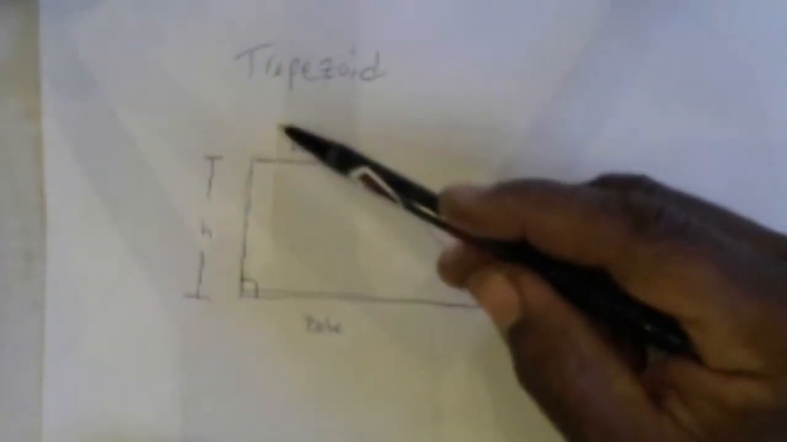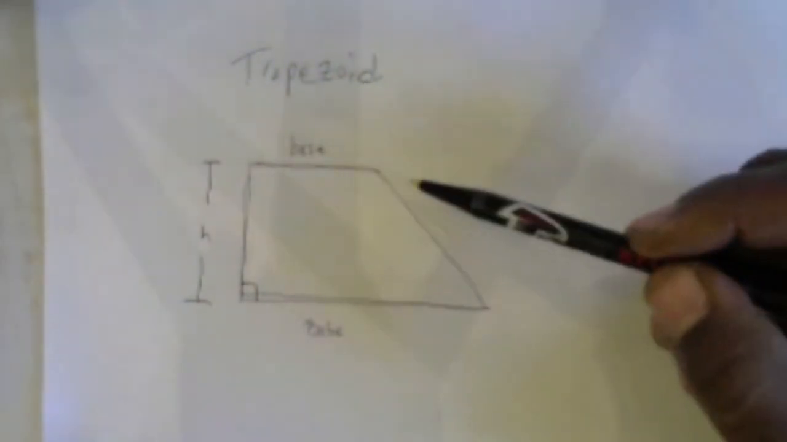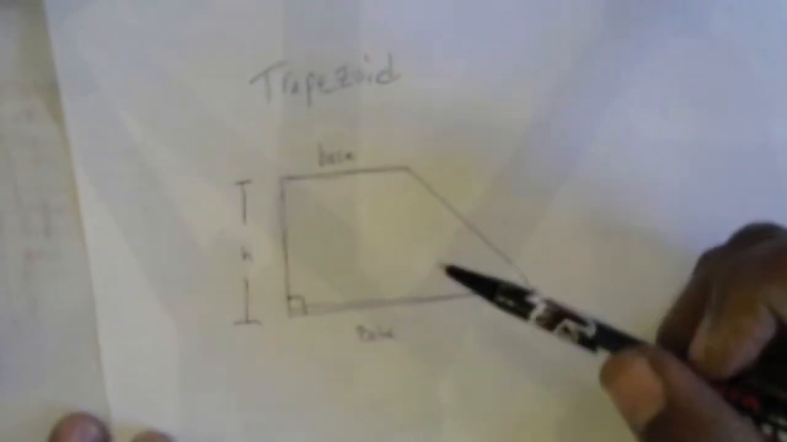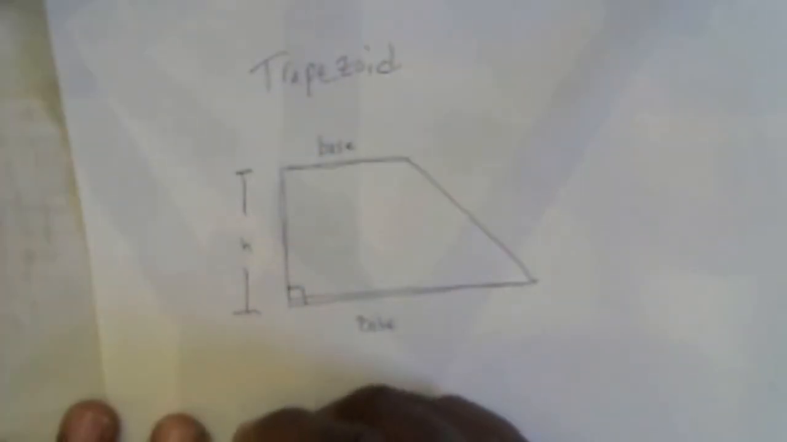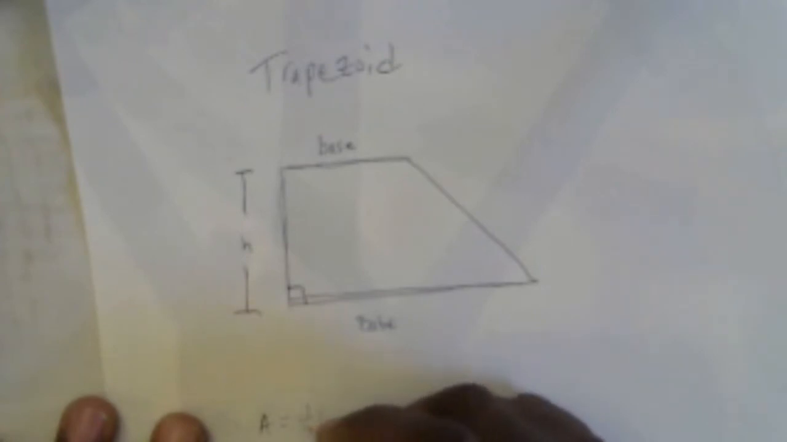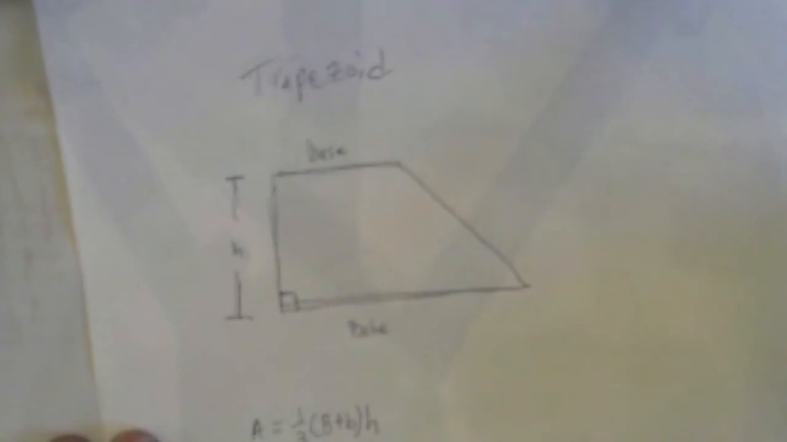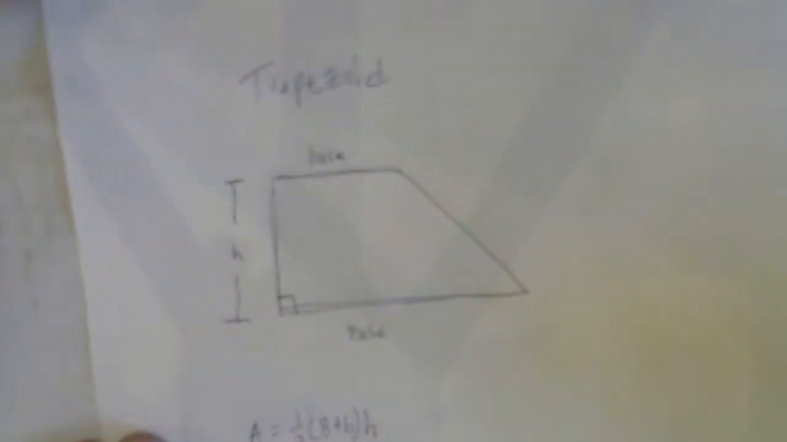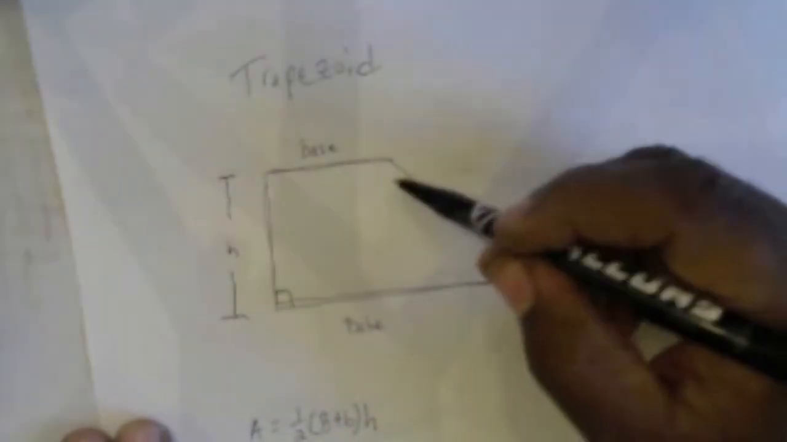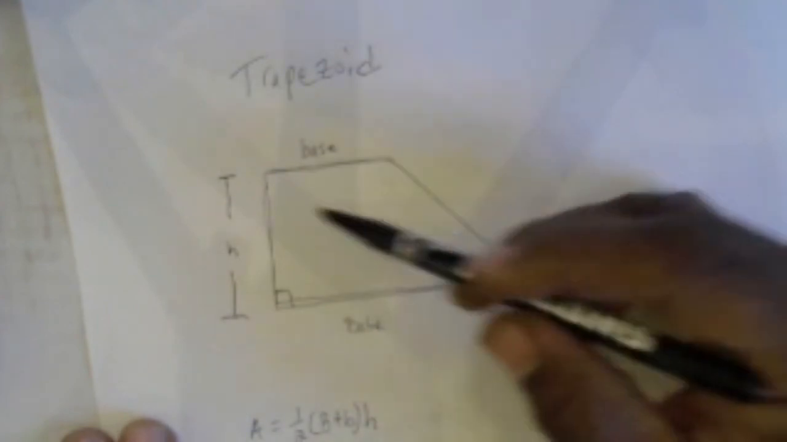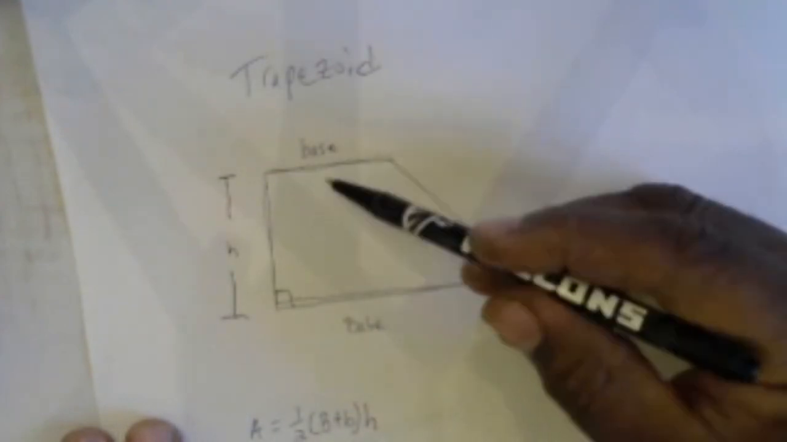And if our trapezoid looks like this, I'm actually given the height. So here's the formula to find the area of a trapezoid. The area of a trapezoid is equal to 1/2 the big base plus the little base times the height. And that would give me my area. So remember, a trapezoid has 2 parallel sides. Those parallel sides are the bases.